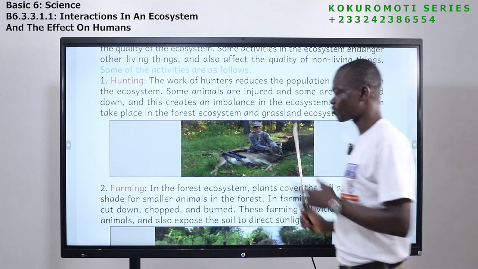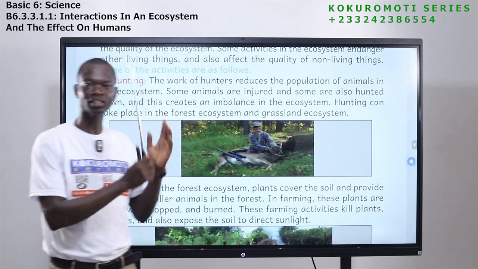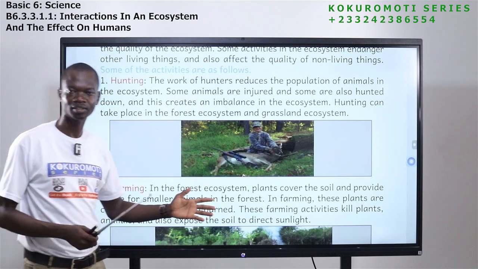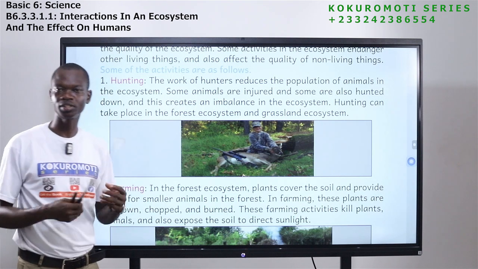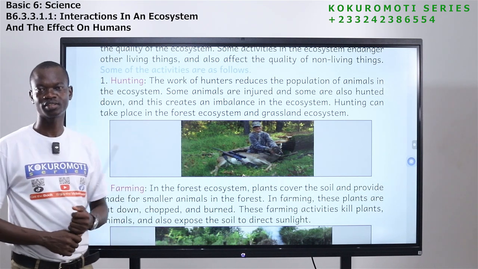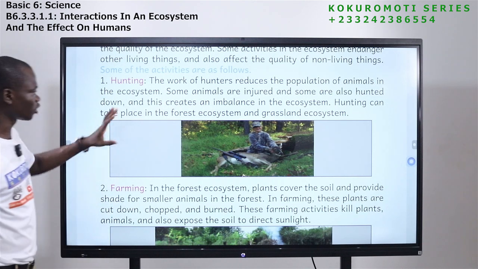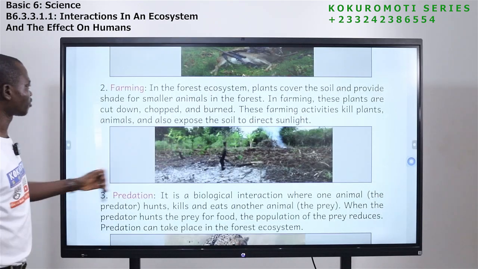So where people go kill these animals in the forest with a gun and other tools, if you do that, you are reducing the population of animals in the forest or in this ecosystem. Okay, so I'll show you a video about this, don't worry. Let's come to the next one, farming.